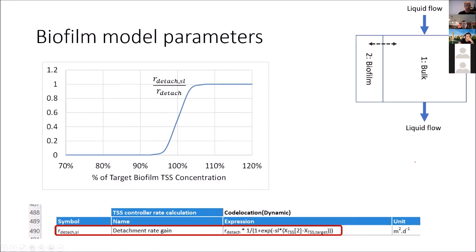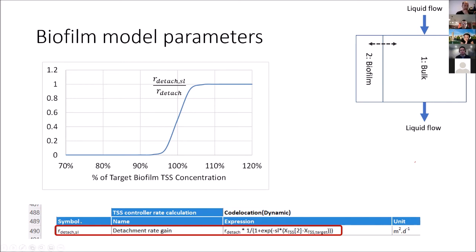So R detach SL, if you do the math on this calculation, if you go into Excel and plug in this formula, you'll find that if you are below your target biofilm TSS concentration, then R detach SL is 0% of the actual number you put in. So there's no detachment when you're below your target solids concentration in the biofilm. But as you approach that target, R detach SL eventually turns up to 1, or another way of seeing it, 100% of what the underlying fundamental parameter is. And so we use this switching parameter in this particular model to force the model to the biofilm thickness and solids concentration that we want.